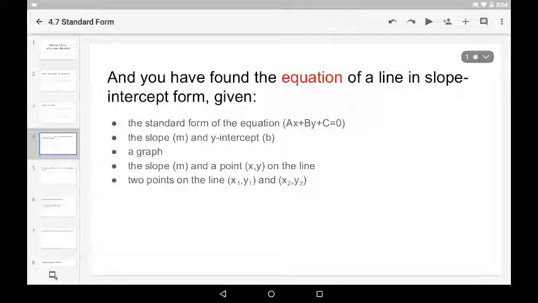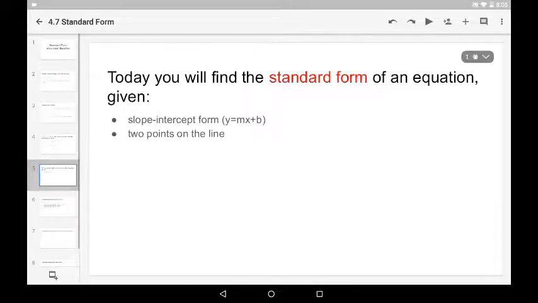You can also find the equation of a line in slope-intercept form, y equals mx plus b, if you're given the standard form of the equation, ax plus by plus c equals 0, right here. You can also find the equation if you're given the slope and intercept, if you're given a graph, if you're given the slope and a point on the line, this is from yesterday, and 2 points on the line. So that's also from yesterday. So you should know how to do all of these things. If you don't remember how to do those, you should go back and refresh yourself on those.